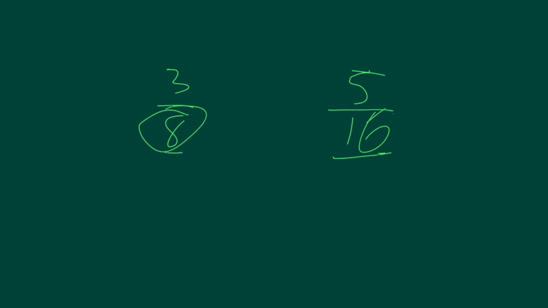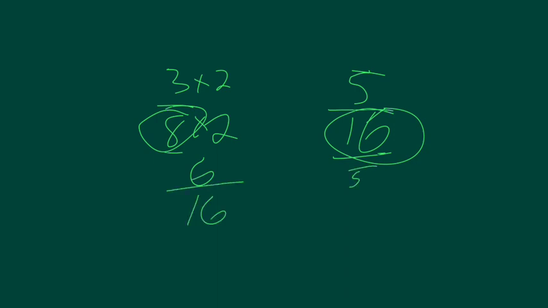is 16. So what we're going to do is multiply the numerator and denominator of this one by 2. And now we get 6 over 16. And now that these fractions have the same denominator, the pieces we're breaking into are the same size. So now it's easy to see that 3 over 8 was actually greater than 5 over 16.